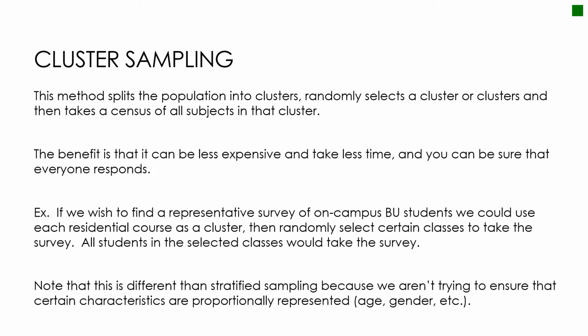Another method is called cluster sampling, and a lot of people get cluster and stratified confused, but cluster sampling has nothing to do with any characteristic at all. It's just another way to find a random sample. So in this method, it basically splits the population into clusters. So it splits them into groups. It randomly selects a group or groups and then takes a census of all of the subjects in that cluster, which means it talks to everybody in that group.